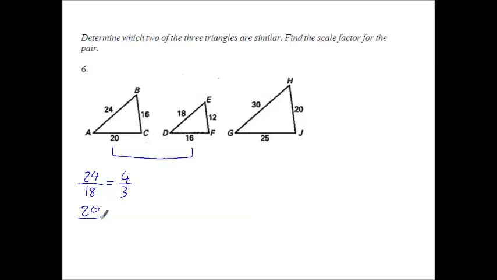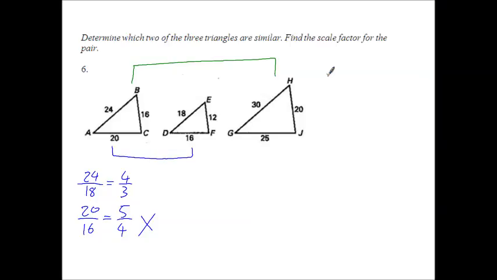Let's move to the next 2 sides. 20 over 16 gives us a ratio of 5/4. And these 2 ratios are not the same, so we can already stop working at this point, because these 2 triangles are not similar. Let's look at our first triangle and the last triangle. See if these 2 are similar.